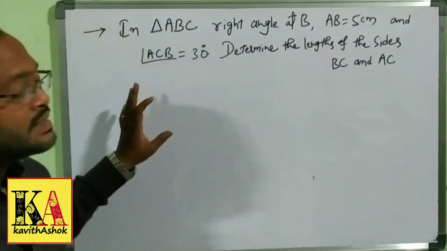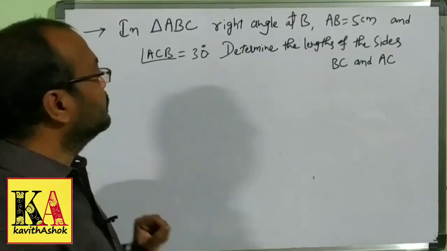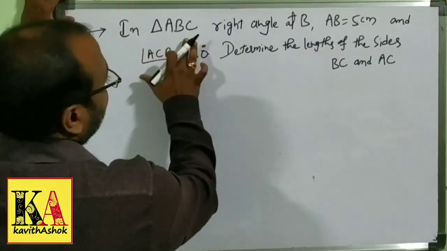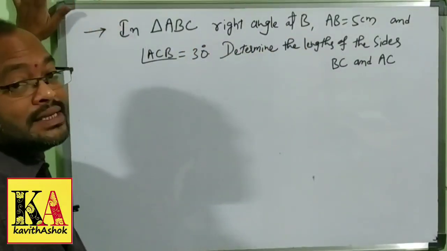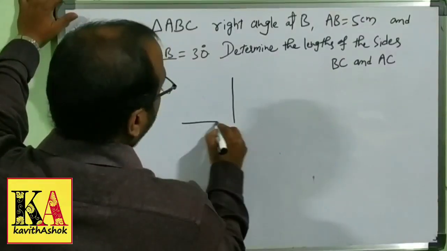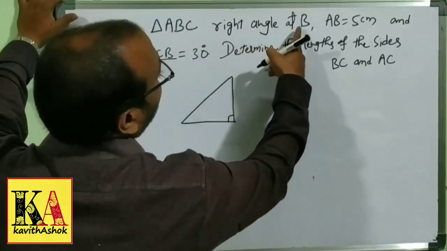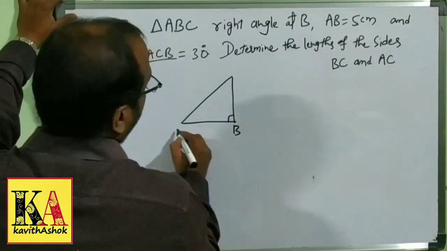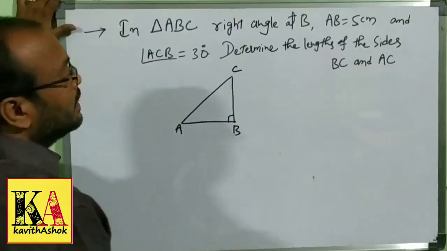Now we will discuss one important problem having an important concept. So what is given here? In triangle ABC, right angle at B. Indirectly, this is a right angle triangle. First we will take one right angle triangle. Right angle at B. So this is B. I am taking this is A and this is C. So this is ABC, a right angle triangle.